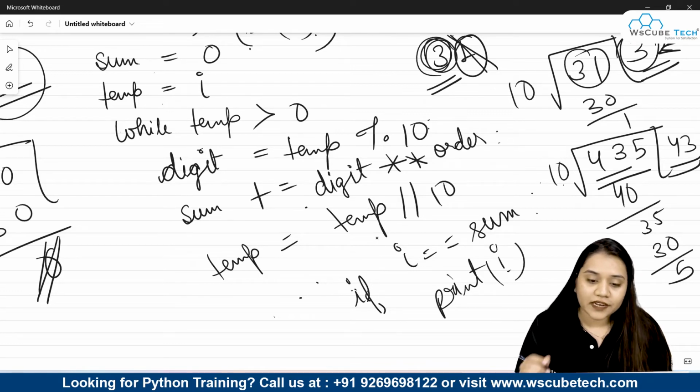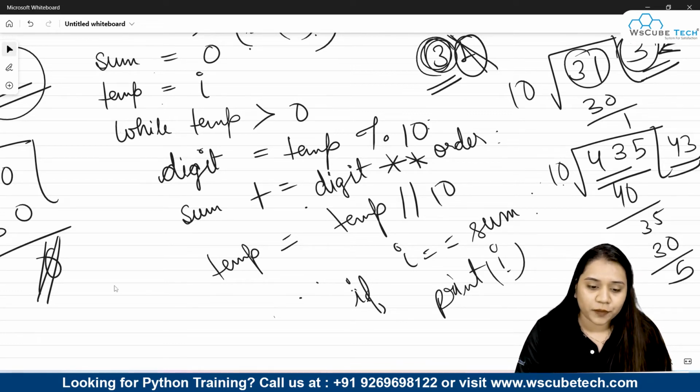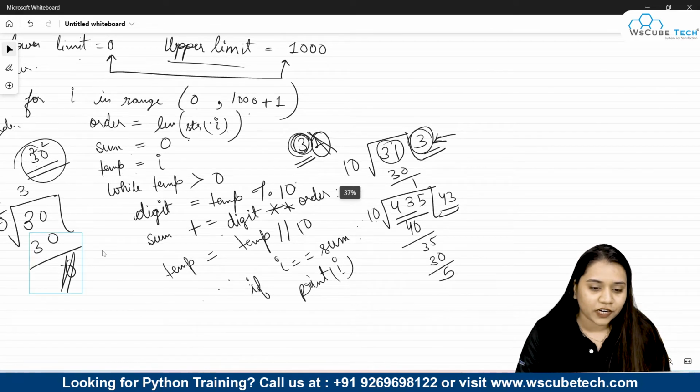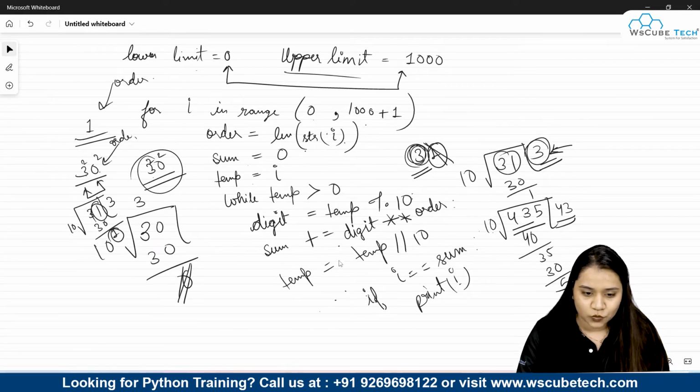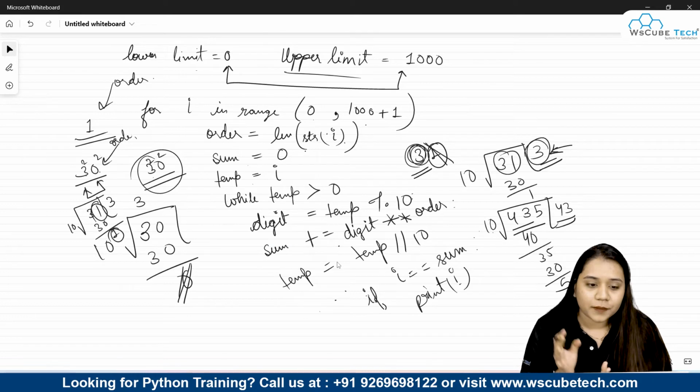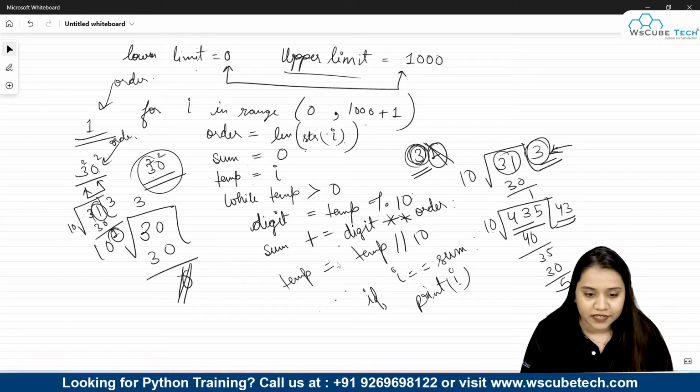Now let's do one thing. Let's put all this inside the code, because right now it looks a lot messier when you look at it this way. But let's put it inside a program, and then it will be very easy for you to understand what we have basically done here.